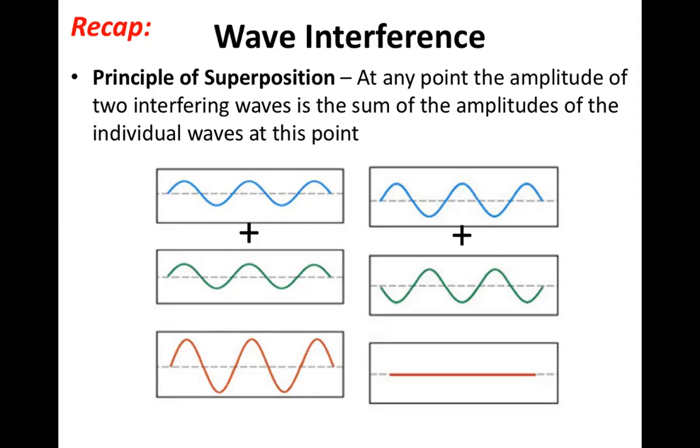And if 2 waves are perfectly in phase, that is to say that all crests perfectly line up, and all troughs perfectly line up, we get constructive interference. And if crests perfectly line up with troughs, we get perfect destructive interference.